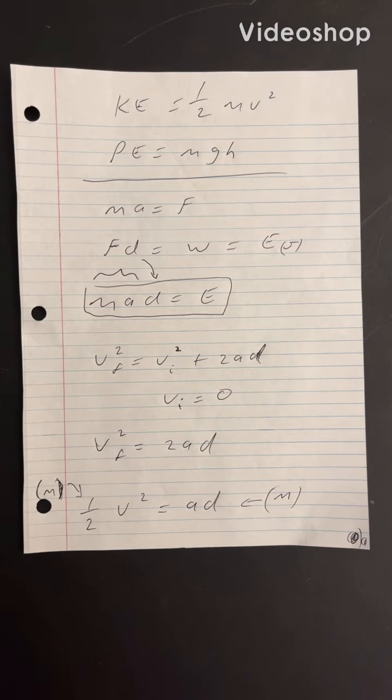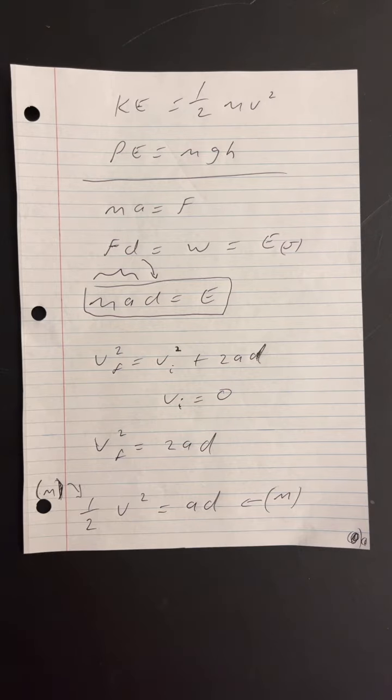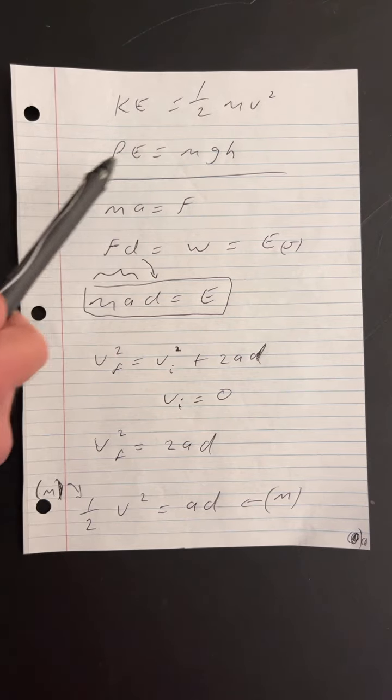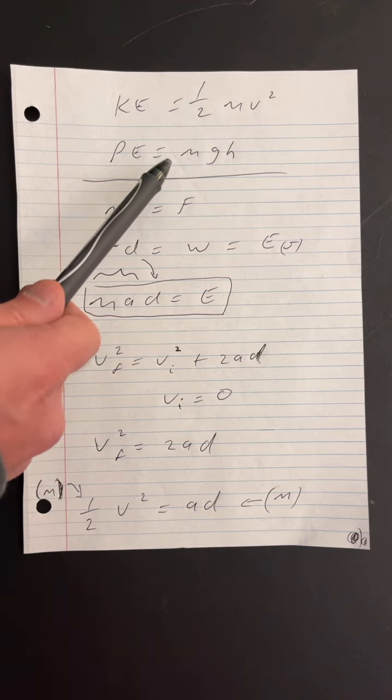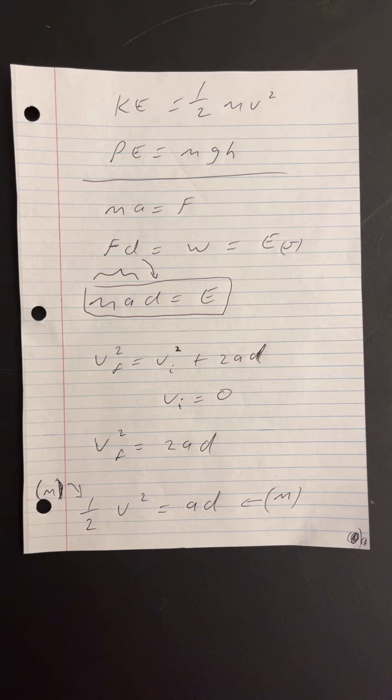Here's an interesting derivation I hadn't seen before. I'm going to simultaneously derive the formulas for kinetic energy and potential energy, and show how they are equal to each other. Kinetic energy is 1/2 mv squared, mass times velocity squared. Potential energy is mass times acceleration from gravity times the height above the surface.